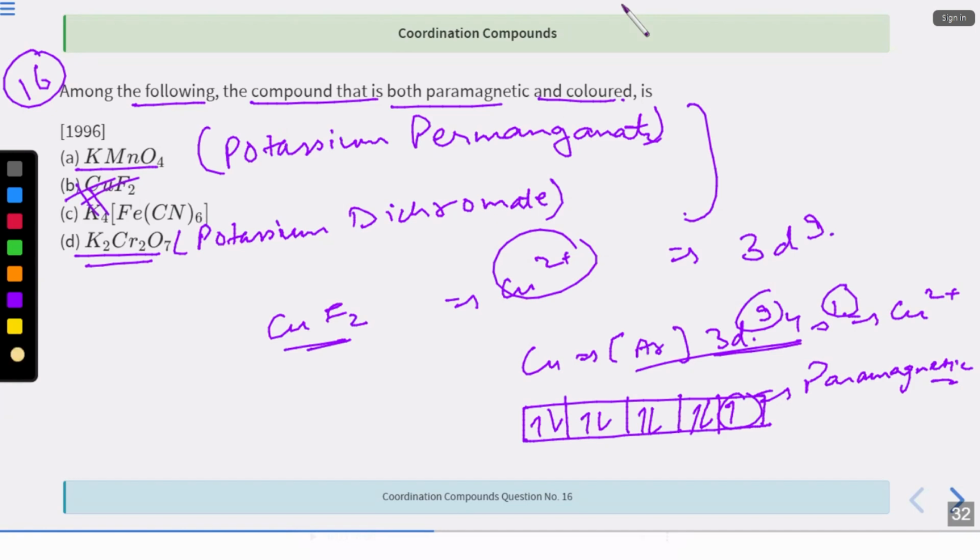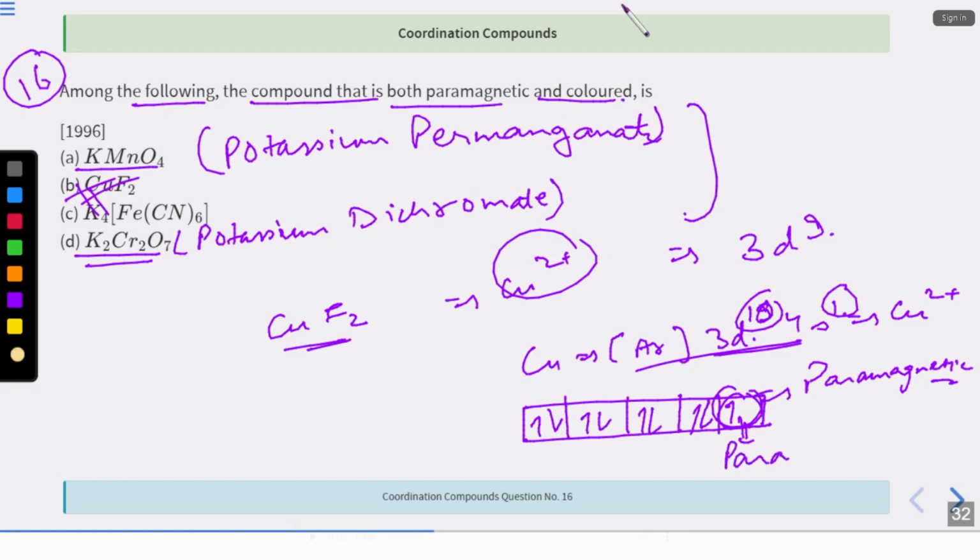One second. Hmm. So it is option number B. It is 3d10, not 3d9, sorry. That's why I was confused. So it will lose two electrons, one from here and one from here. So we'd be left with 3d9, and this 3d9 is paramagnetic.